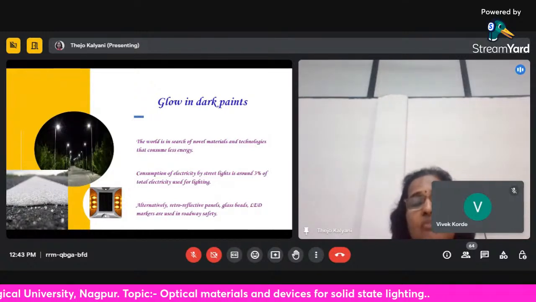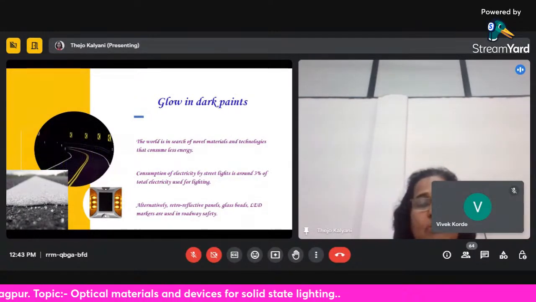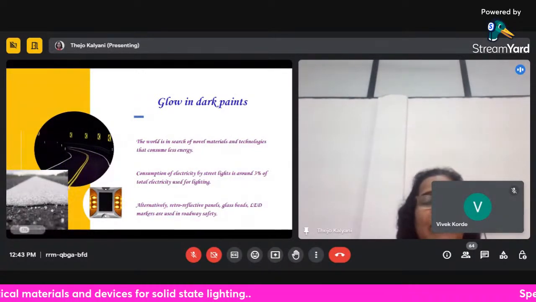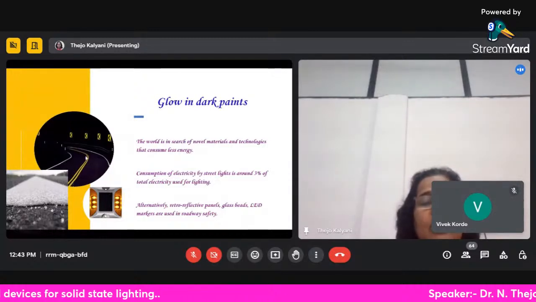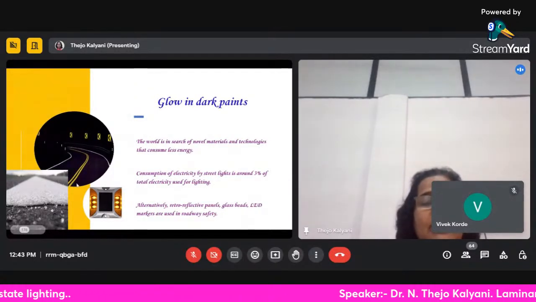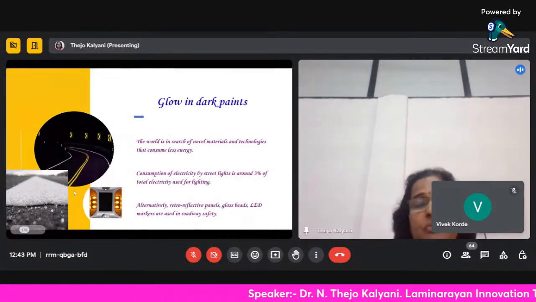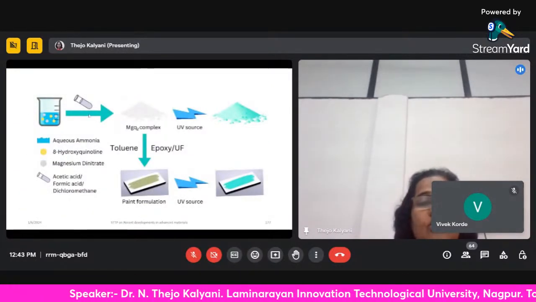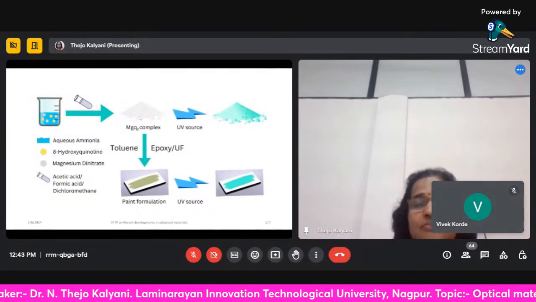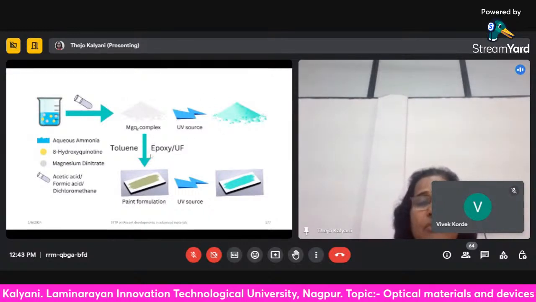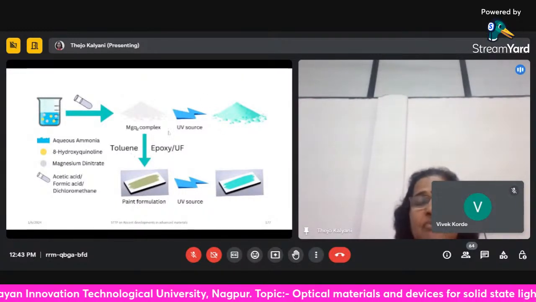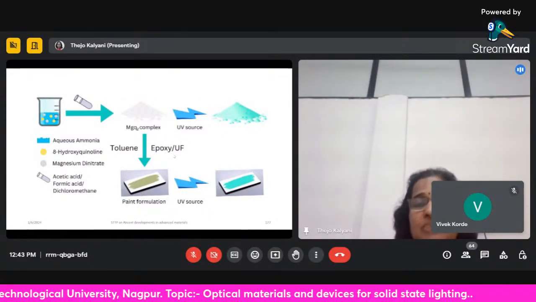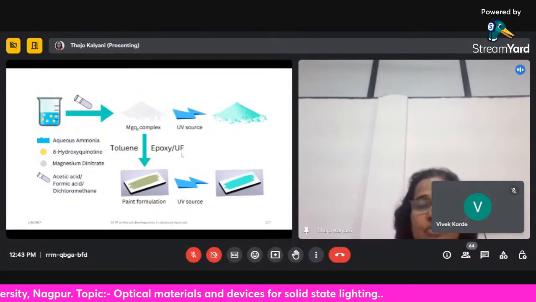So now what we have done is we have used that particular complex, and we tried to make a paint, and we will be carving it on the road, and it's going to emit light because of the phenomenon of phosphorescence. So that is what we have tried to do here. We have taken the Mgq2 complex, and we have mixed it with toluene, and we have used a polymer. Two polymers we have taken, one epoxy and the urea formaldehyde.